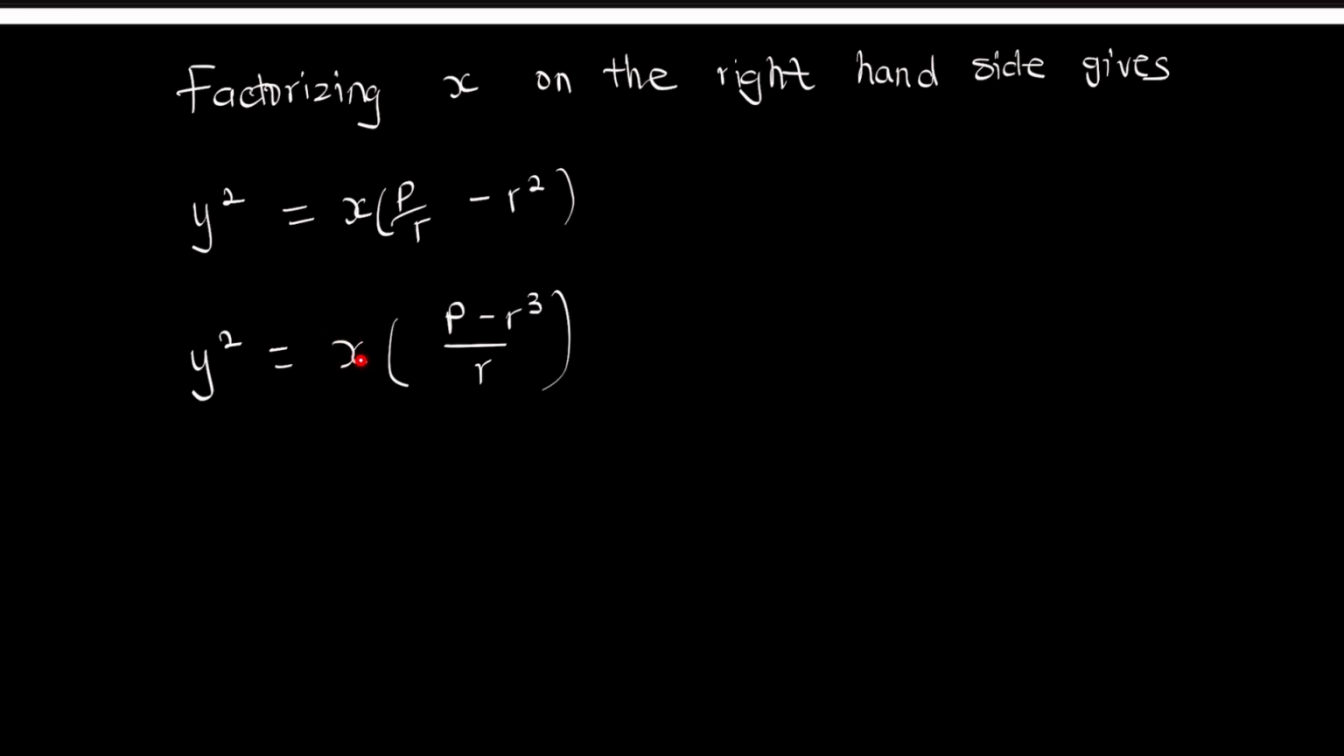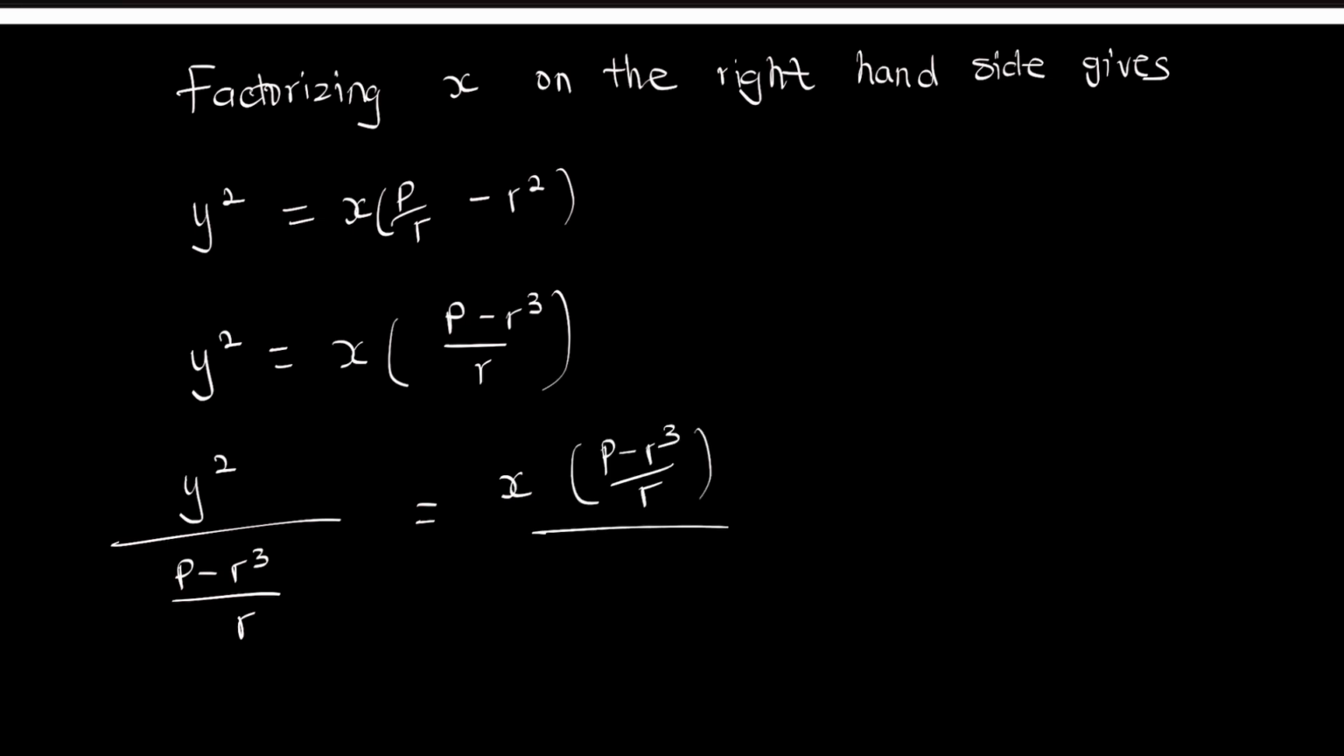Since we are making x the subject, we have to divide by this guy, so we divide both sides by p minus r cubed divided by r, and so we are going to have y squared divided by p minus r cubed on r is equal to x times p minus r cubed on r divided by p minus r cubed on r. And so these two guys will cancel out.